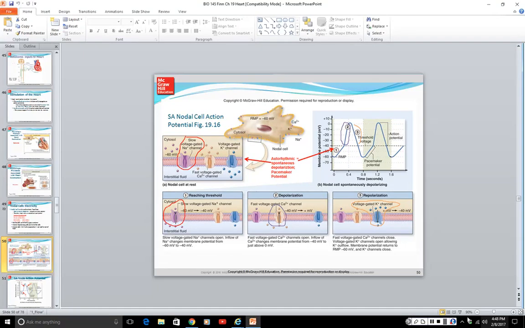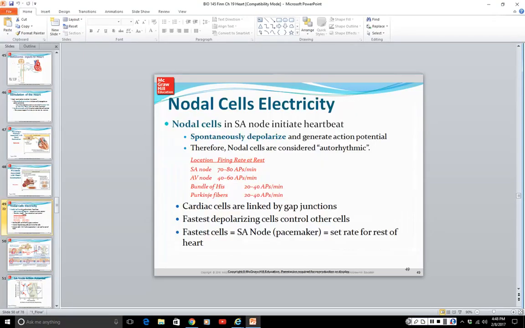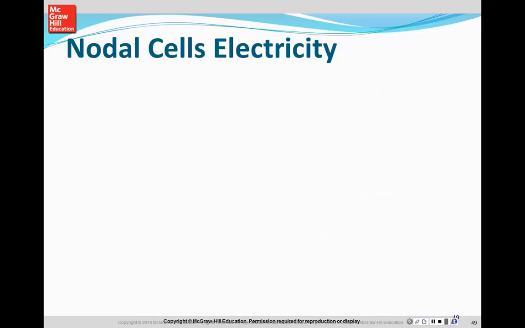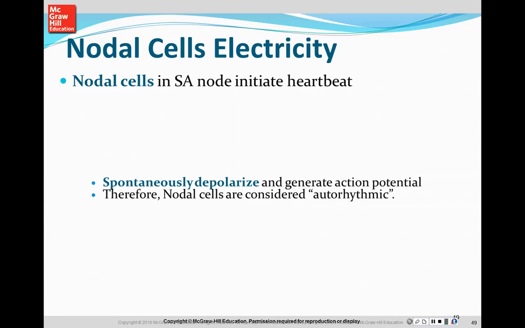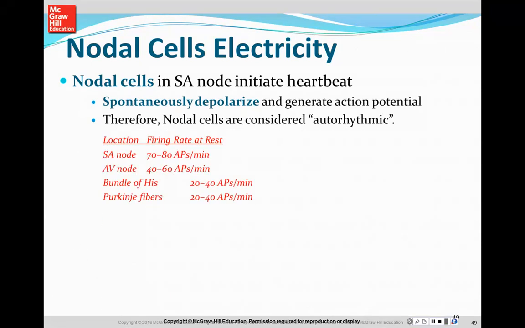What would happen if something were to happen to the SA node? So we'll make that apparent by going, okay, we don't have an SA node anymore. Maybe it stopped working. Well, then you're left with the AV node being able to spontaneously depolarize. But notice, look what happens. It can only tell the rest of those pacemaker cells or nodal cells to only beat at 40 to 60 times per minute, which we could survive, but we'd have a little trouble.